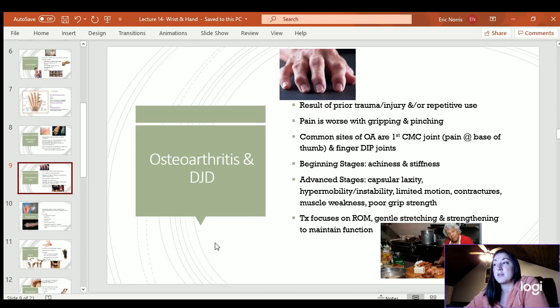The treatment for someone with osteoarthritis is focusing on range of motion, maintaining the range throughout the hand, some gentle stretching, gentle strengthening to maintain function. So I would do some very light therapy, some very light gripping and moving exercises, different movement exercises with the hands.